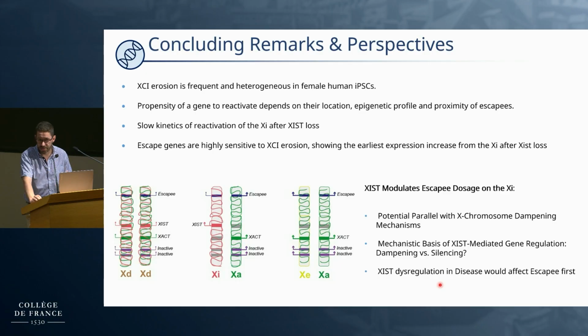And from a more clinical point of view, I would argue that XIST dysregulation might be happening in some of these autoimmune diseases that we heard about earlier this morning. So maybe in principle, they would activate the XKP genes first. This suggests that maybe we should look at these XKP genes as potential regulators or genes that can be potentially implicated in disease pathogenesis.